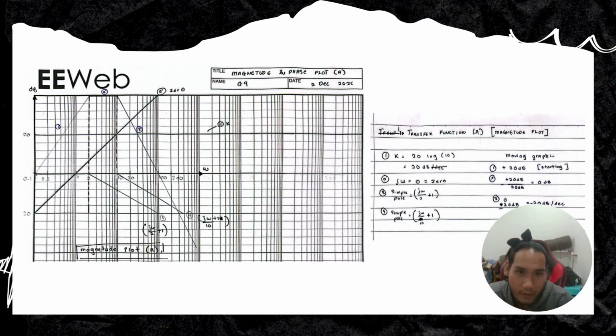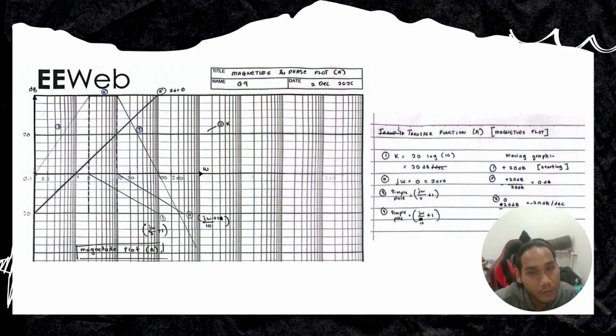After that, we have to divide into 3 regions. Region 1 is from 0.1 to 2, region number 2 is 2 to 10, and region number 3 is 10 and above. Between these three regions, we can determine the moving graph.